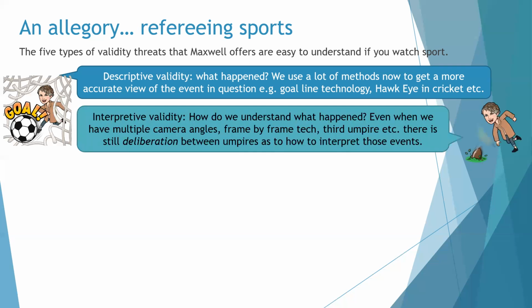Then there's interpretive validity. How do we understand what happened? Even when you have all those camera angles, even when you have frame by frame technology, a third umpire, an off-field umpire, there's still deliberation. You'll see the ref on the field in the rugby game, in the football game, the umpire on the field. They all now have earpieces and they're conversing with their colleagues. They're discussing, what did you see? How do you understand that? Does that seem right to you? They're trying to figure out how to interpret the events.